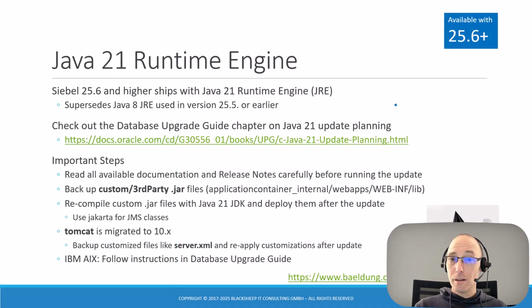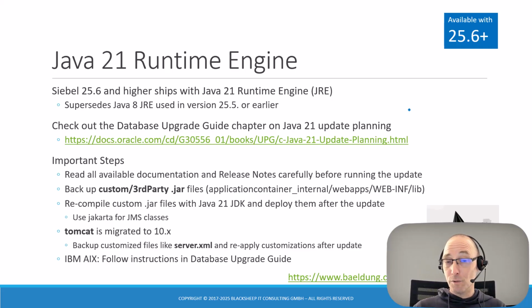So the star of the show is Java 21, which ships now with any of the current and future Siebel versions, until there's a new version change, of course. And it supersedes the JRE 8 version. Java 8 to 21, well, that's a big gap that is bridged now. And so it's important, of course, to understand when you do an update where you cross the line of 25.6, you go from pre-25.6 to anything later, you must be prepared for that, especially anything Java related.